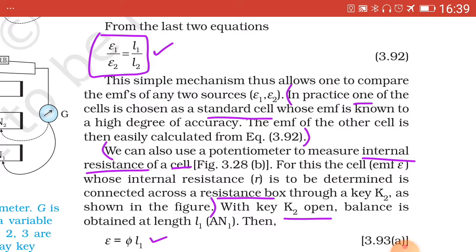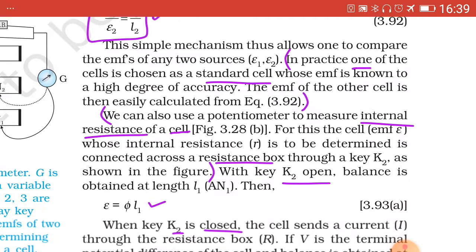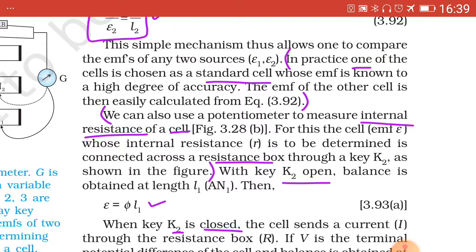Now, another practical use of the potentiometer, as I told you, is to measure the internal resistance of a cell.